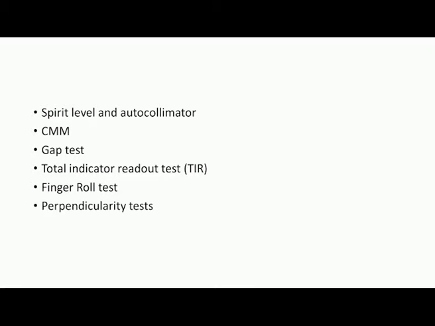will move on to the measurement of straightness using coordinate measuring machines, and we will see some of the tests like gap test and total indicator readout test and finger roll test, and after that we will move to the measurement of perpendicularity.